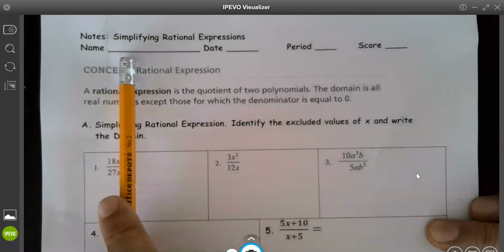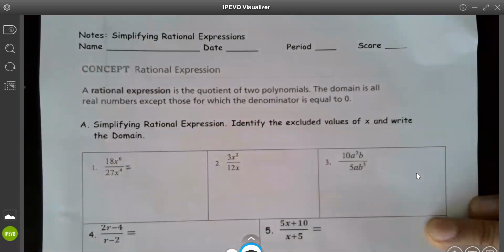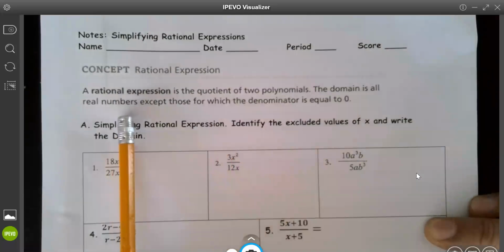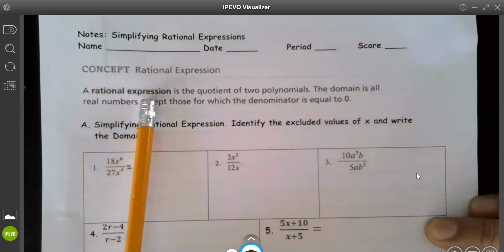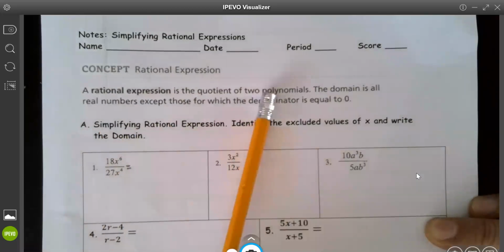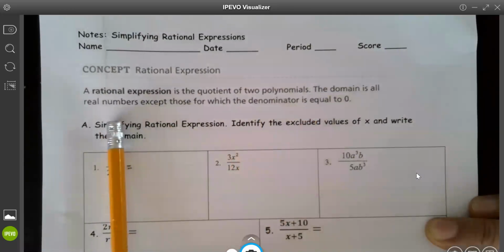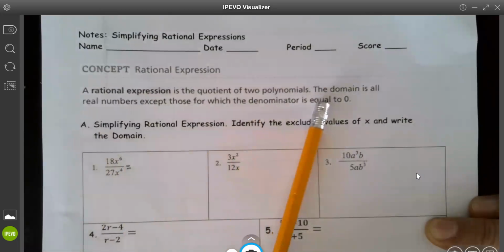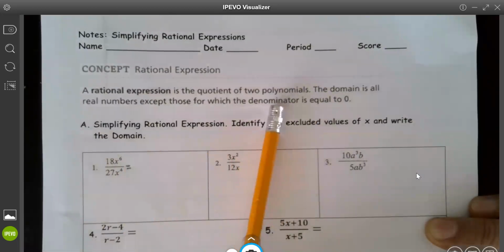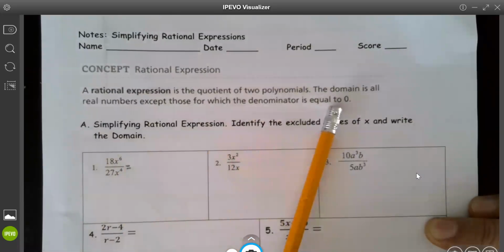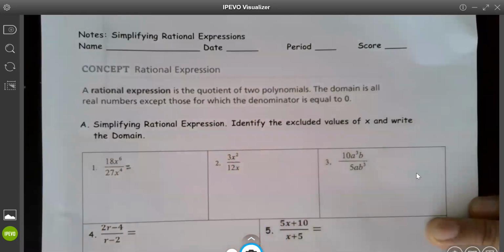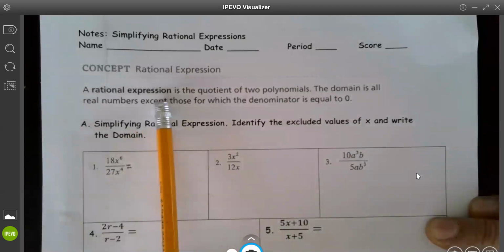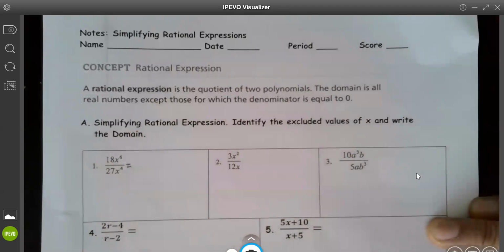Okay, today we're going to discuss simplifying rational expressions. What are rational expressions? A rational expression is the quotient of two polynomials. The domain is all the real numbers except those for which the denominator is equal to 0. The denominator cannot be equal to 0 because if the denominator is equal to 0, the given will be undefined. Let's try to illustrate this by looking at these examples.